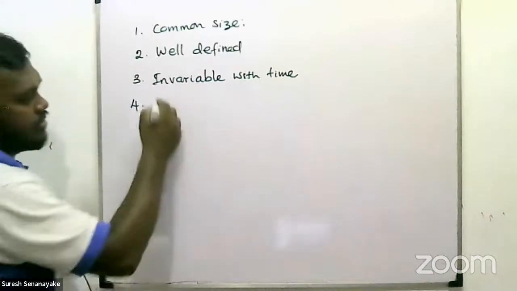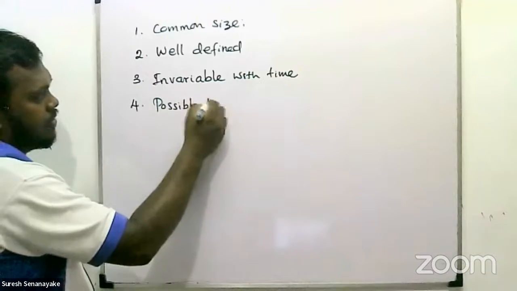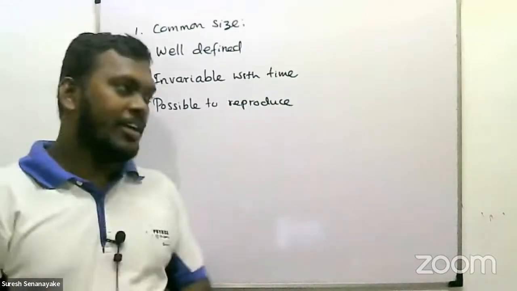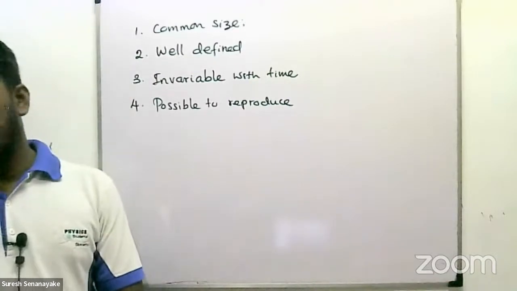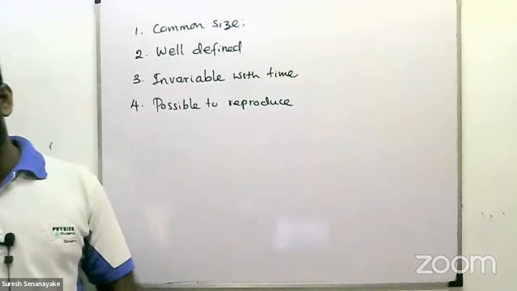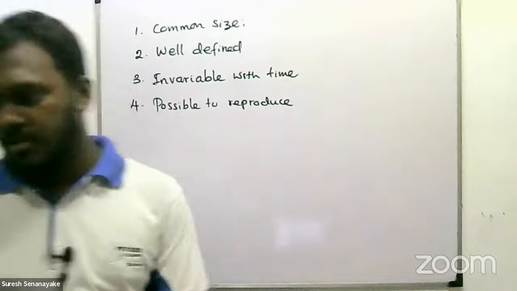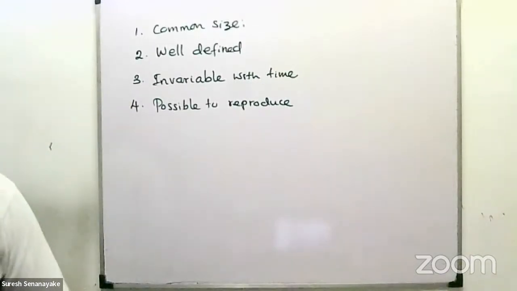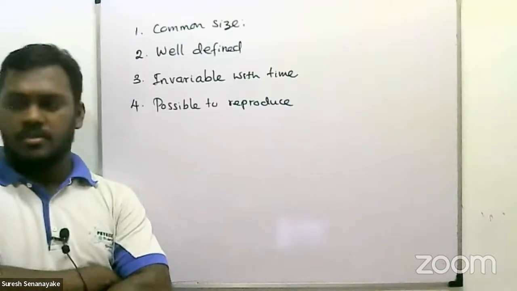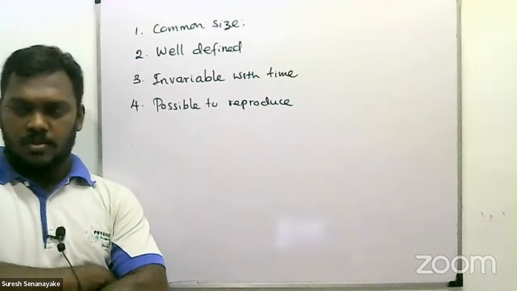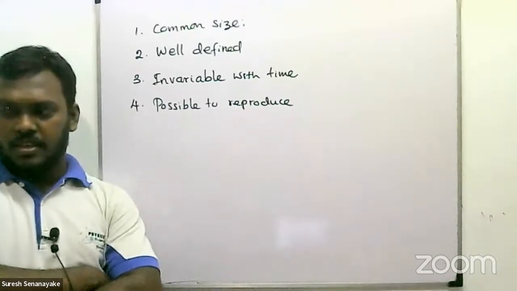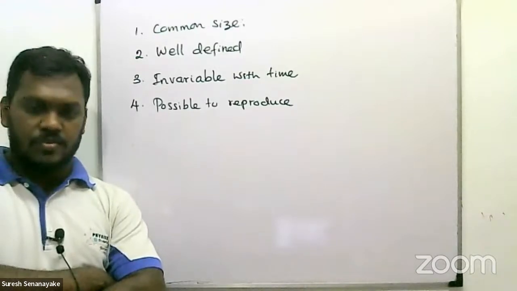The next one is possible to reproduce. 1 meter can be reproduced at any time, at any place. Otherwise, the unit might be lost as time goes by. So the unit of measurement should be fixed in such a way that it should be easy to reproduce whenever required.